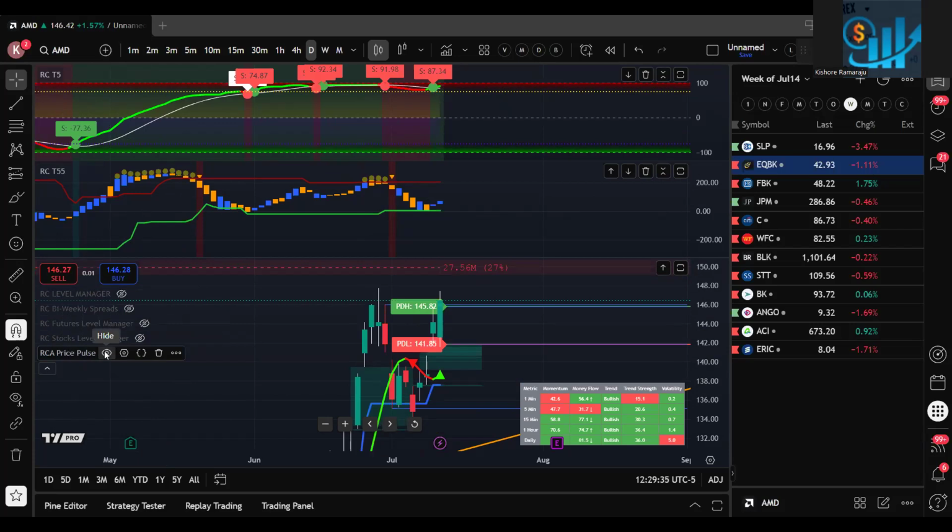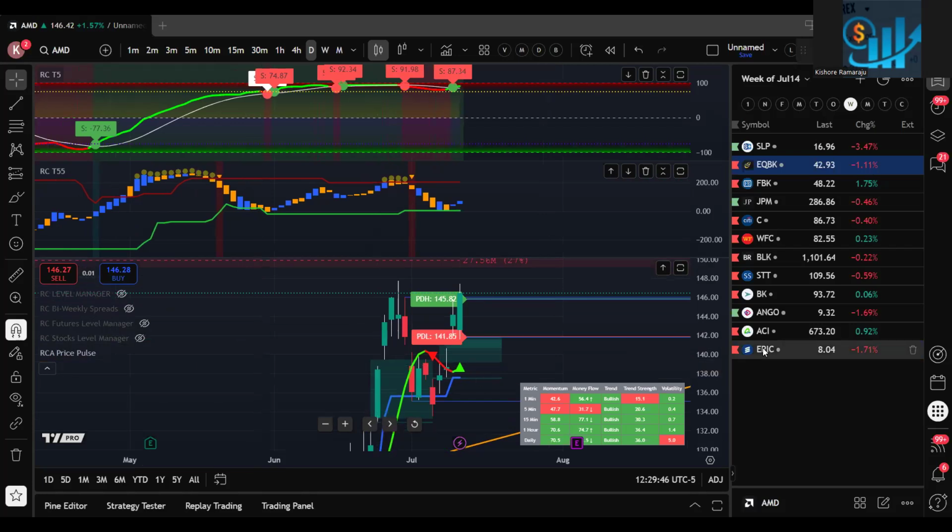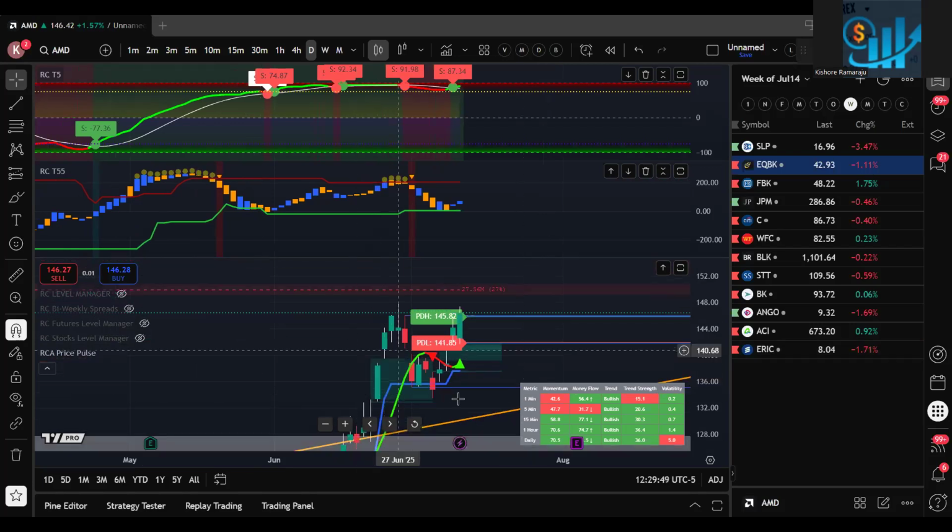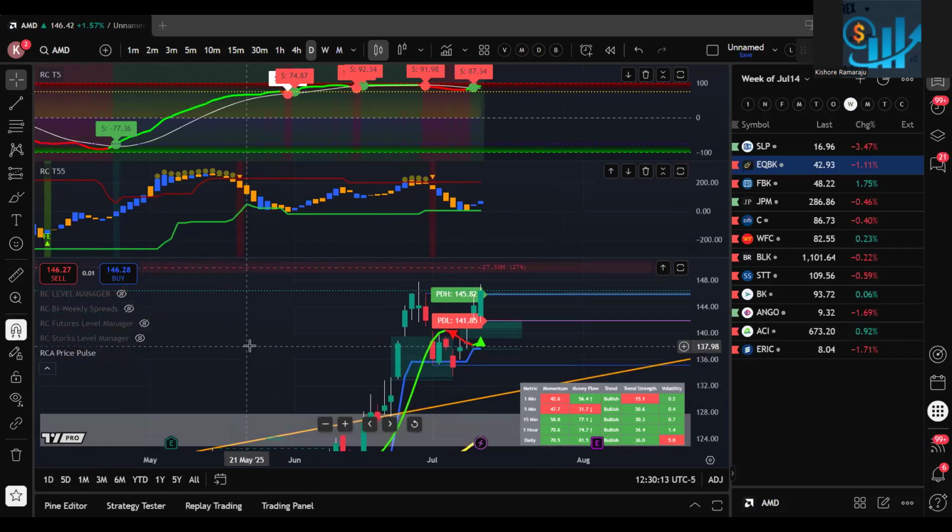If you are more of a swing trader, then price pulse, biweekly spreads, T55, T5, those indicators will be very helpful. You have to understand which type of trading you want to do. If you don't have a lot of time and cannot enter and exit on time, and you want to do stocks or options for swing trades, then you can get indicators like price pulse, biweekly spreads, stocks level, T55, T5. If you are a day trader or scalper and have more time to take trades, then definitely futures level, stocks level, then price pulse, T55, T5. They are the best ones.